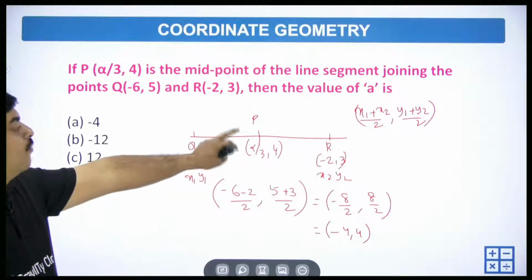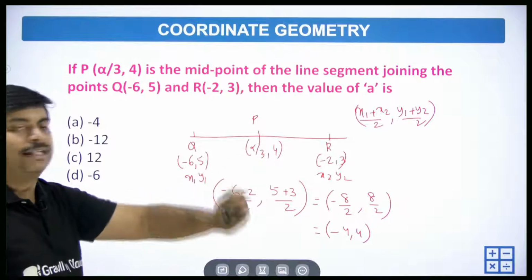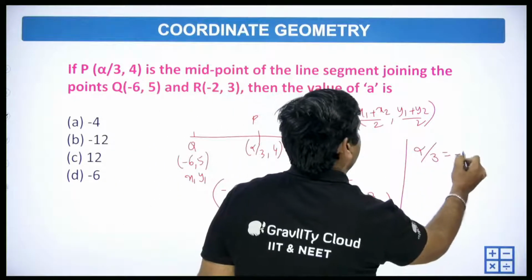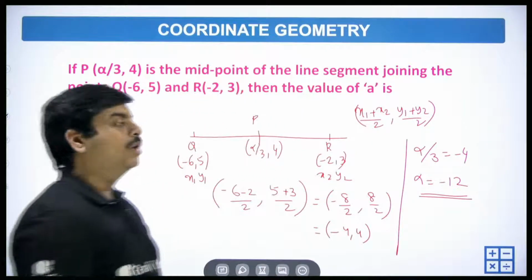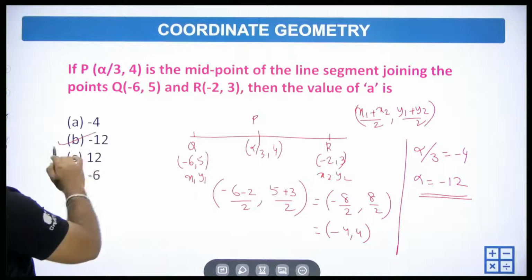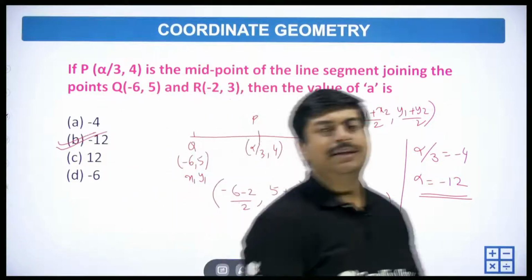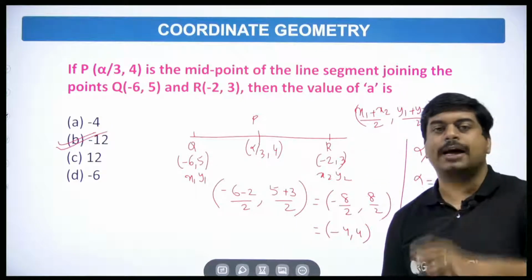What is the formula? Alpha by 3 comma 4 is the midpoint, so alpha by 3 will be equal to minus 4, correct? So alpha by 3 is equal to minus 4, where you get alpha is equal to minus 12. That gives you option B as the correct answer. So the midpoint formula is very simple: (x1 plus x2) by 2 and (y1 plus y2) by 2.